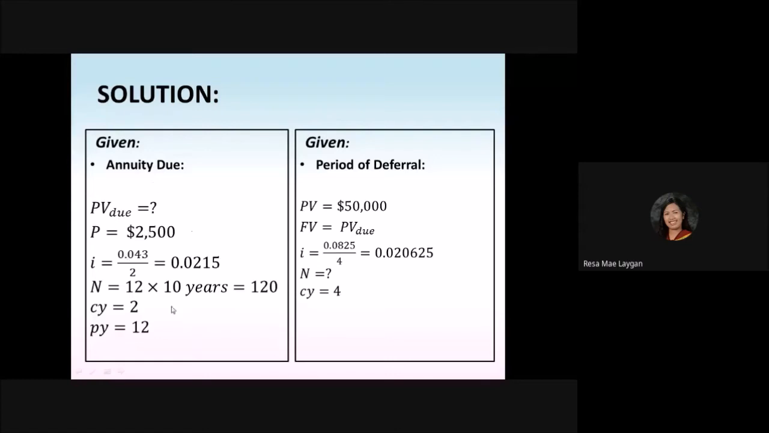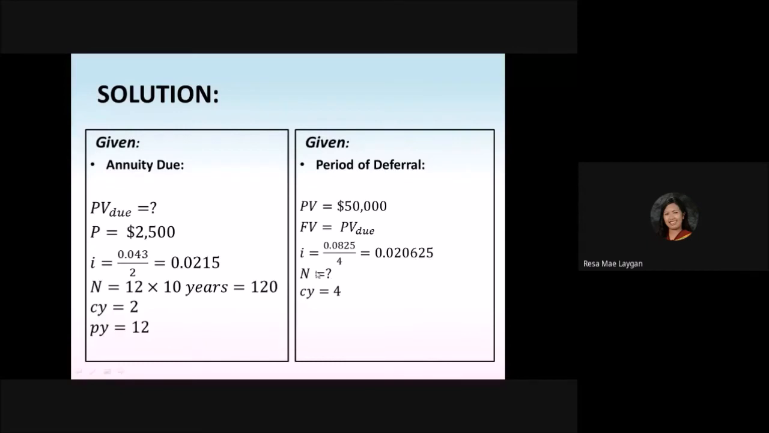Now you have to identify the present value of the annuity due. And here, during this period, the interest rate is 8.25% compounded quarterly. So you simply divide 0.0825 by 4. So you have this periodic interest rate, which is 0.020625.